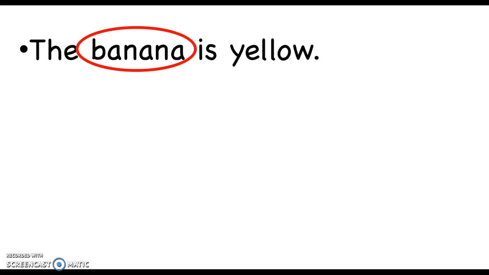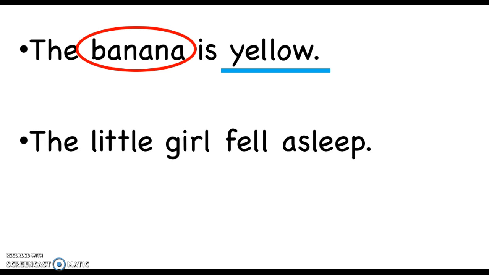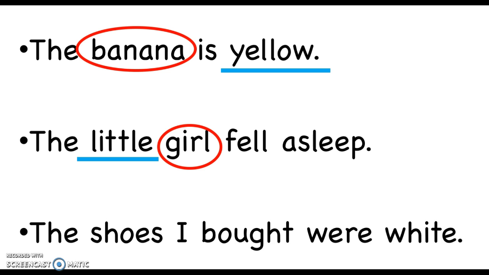So in this case, the banana is the noun and yellow is the adjective. The next sentence is, the little girl fell asleep. Girl is the noun and little is the adjective. And we can see in this sentence that the adjective comes before the noun, which is okay. And the final sentence is, the shoes I bought were white. So in this case, shoes are the noun and white is the adjective.